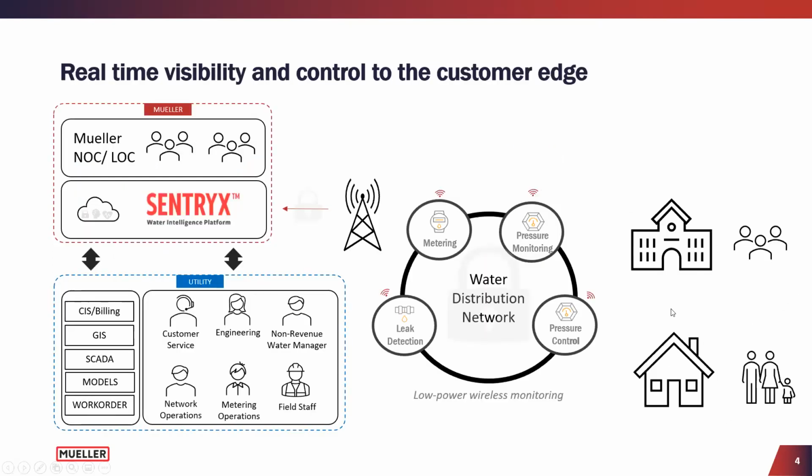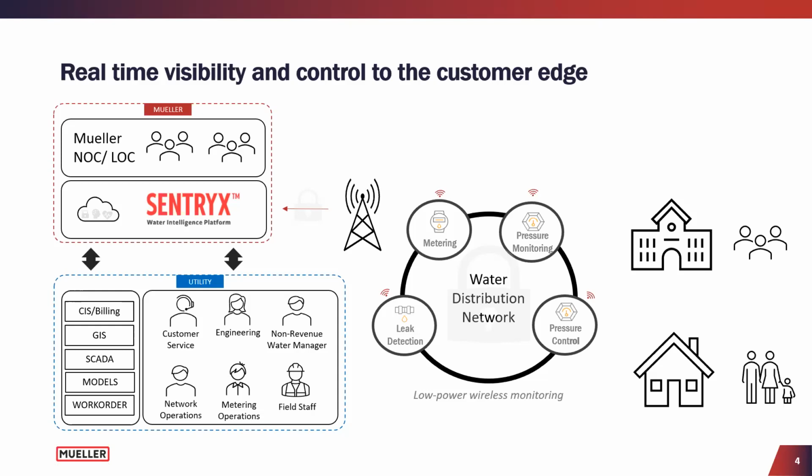Everybody's going through their lives and moving forward with everything else they do. And in the meantime, the utility has made an investment in leak detection devices, metering, pressure monitoring, pressure control. All of these look like disparate devices, but they're all part of one single water distribution network that feeds into our Mueller system, and the information is digested by Sentryx. Now, all of this information is nothing if we don't make sense out of it, and that's why we have a knock and a lock backing up all of the information and the functionality that's going into Sentryx.